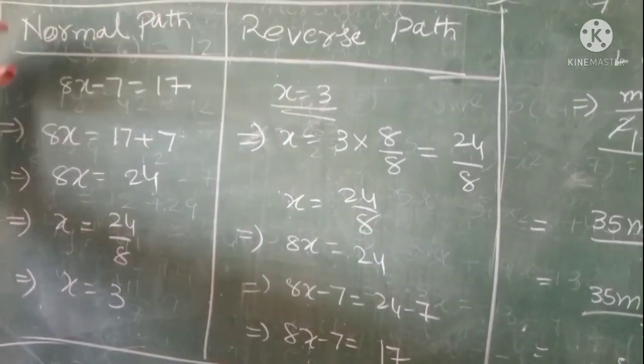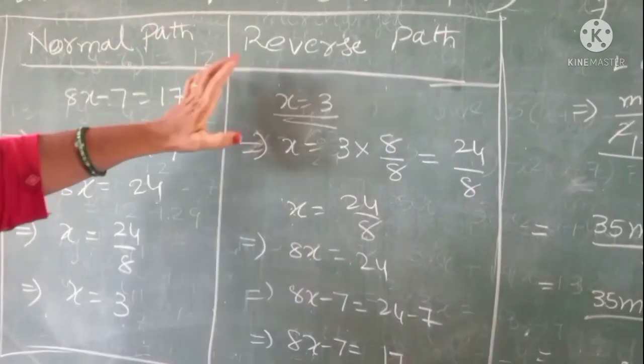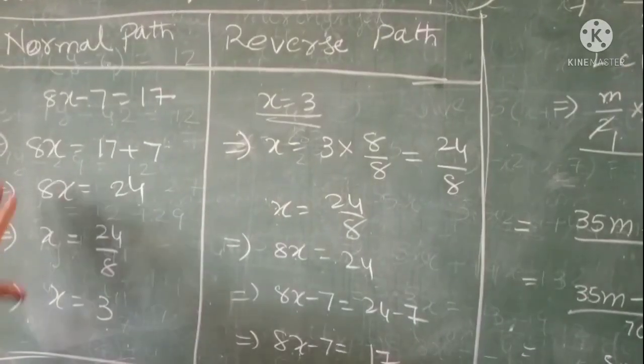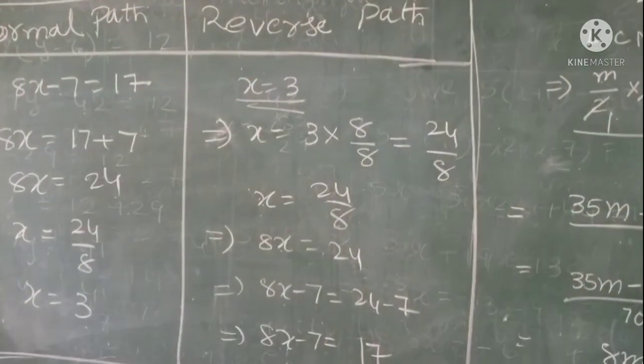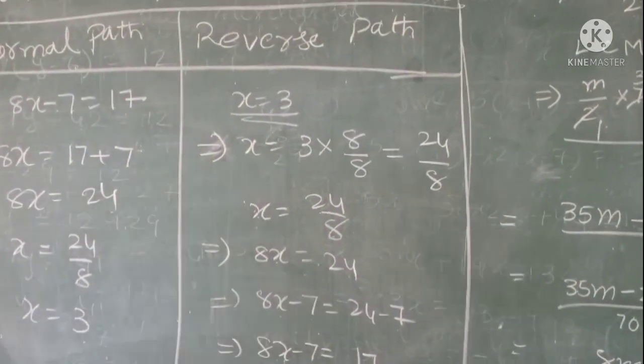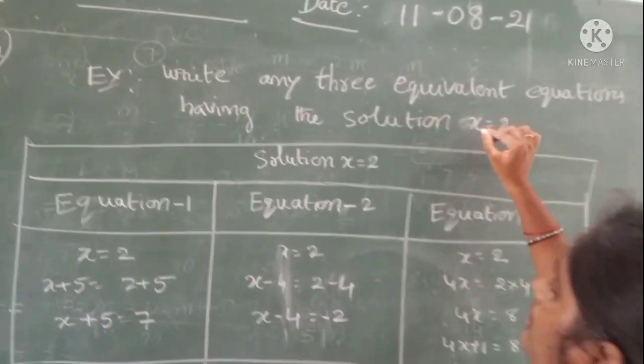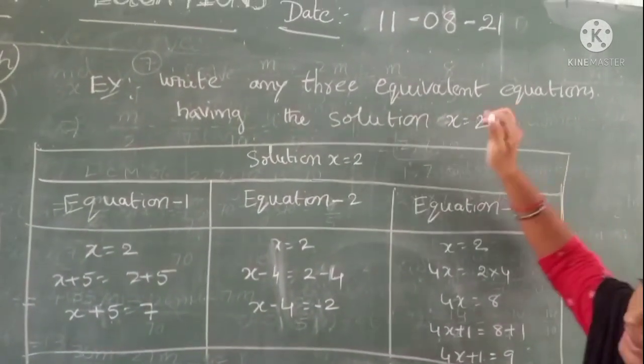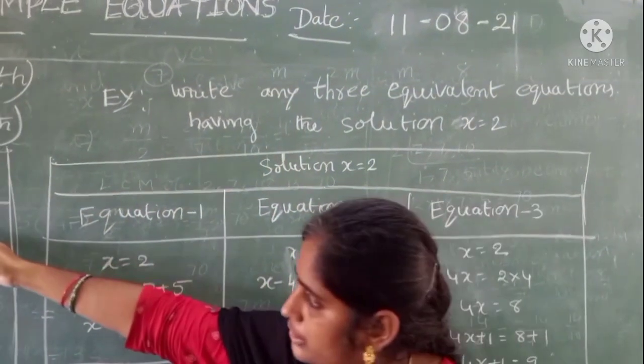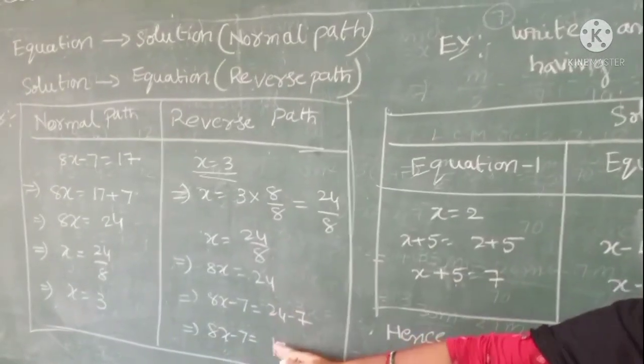But if the solution is given and we are asked for equations, we can write 3 different equations. These are 3 equivalent equations having the solution x is equal to 3. Previously I told the children: a solution is given, write the equations.